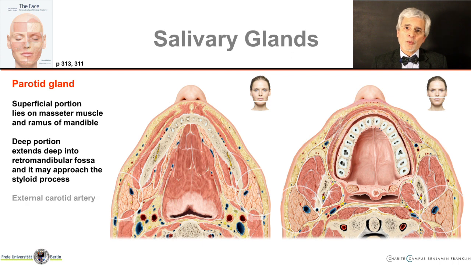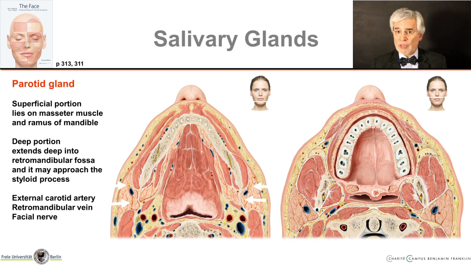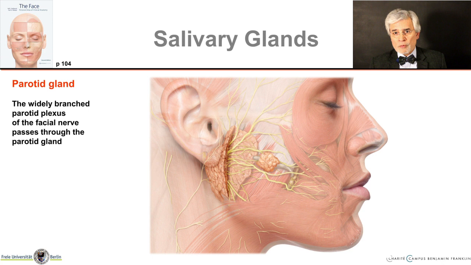And very close to the parotid gland, we find the external carotid artery, and the retromandibular vein even runs in the middle of the gland. And the facial nerve passes right through the center of the parotid gland. In the glandular tissue, it branches off to form the parotid plexus. This becomes particularly problematic when a tumor of the salivary gland affects the nerve plexus or when surgical intervention is required.